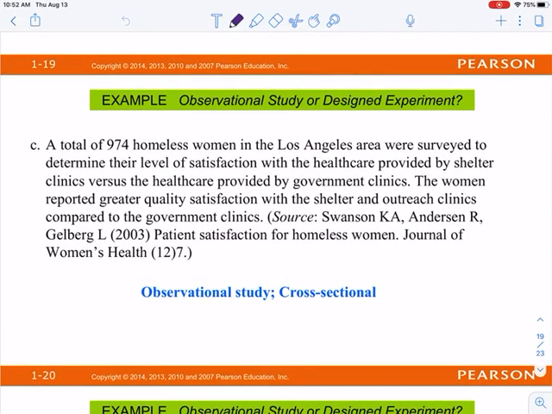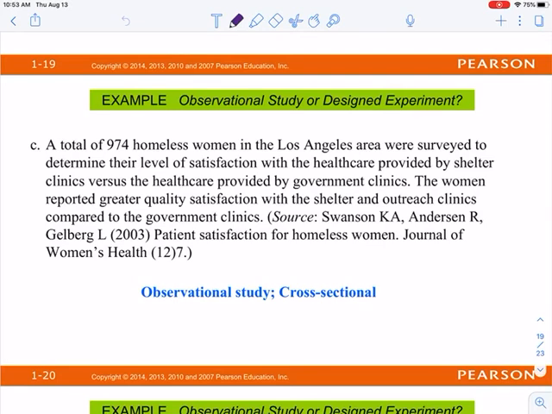For part C, a total of 974 homeless women in the Los Angeles area were surveyed to determine their level of satisfaction with the health care provided by shelter clinics versus the health care provided by government clinics. The women reported greater quality satisfaction with the shelter and outreach clinics compared to the government clinics. So again, we want to know whether this was an observational study or an experiment. And again, we didn't separate the groups and give one a certain kind of healthcare and one another type of healthcare. We just asked them. We didn't influence that in any sort of way. So this is an observational study.